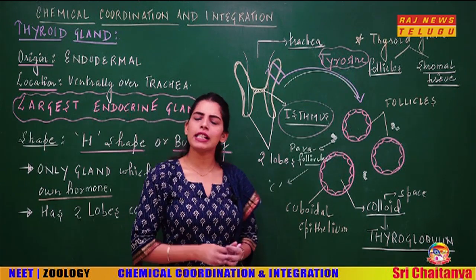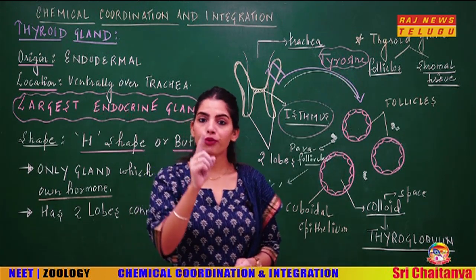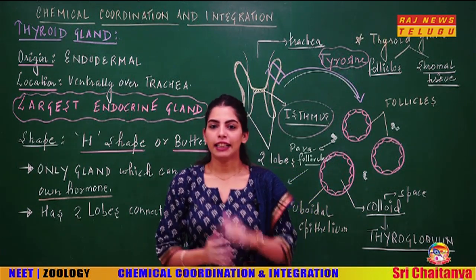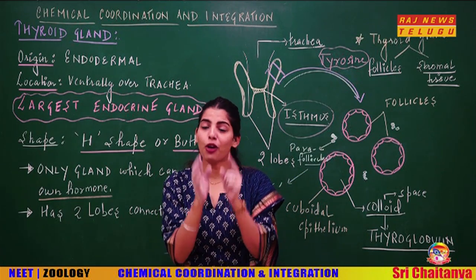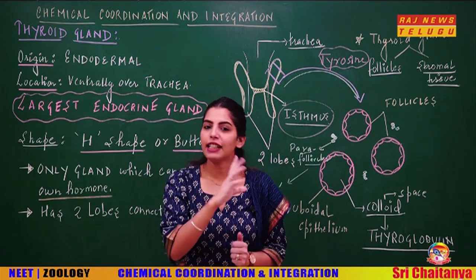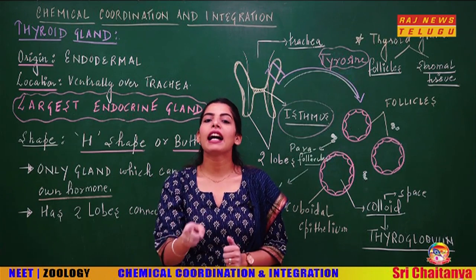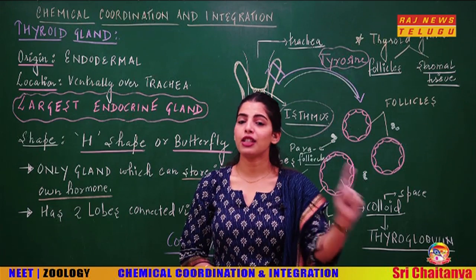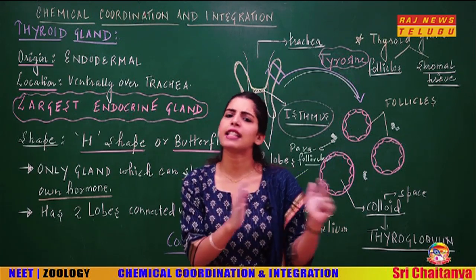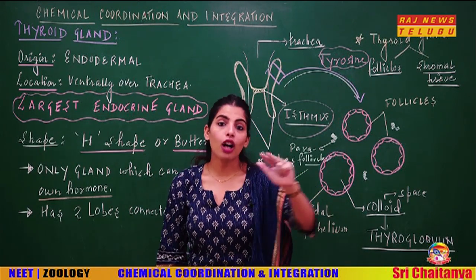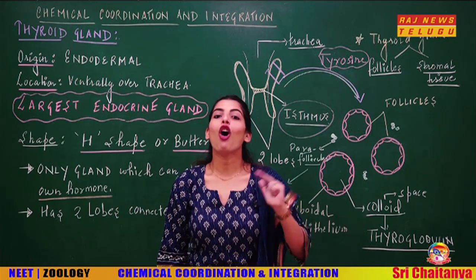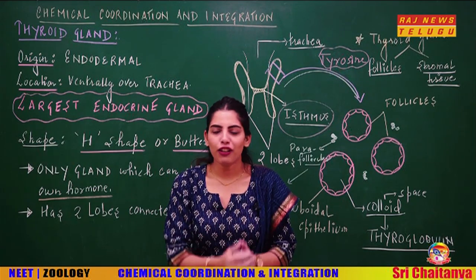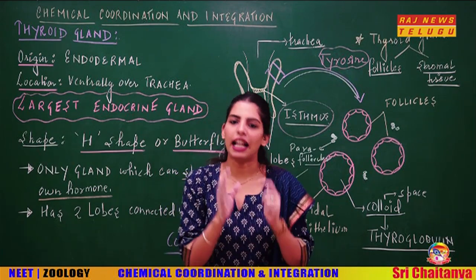But what's the function of these parafollicular cells? Just like the follicular cells form the hormone T3 and T4, these parafollicular cells are also very important because they also form a hormone, thyrocalcitonin. I repeat again, it's thyrocalcitonin, or simply you can say calcitonin. We will see what is the function of thyrocalcitonin or calcitonin. The name can suggest the function. Calcitonin is associated with calcium.